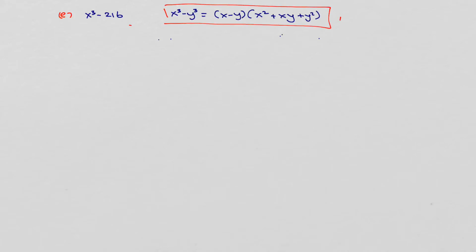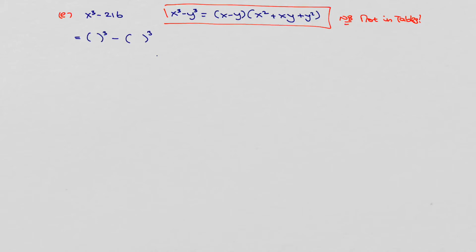So again, we say NB not in tables. Okay, so again, we're going to start by saying x cubed minus 216 is equivalent to saying something cubed minus something cubed.